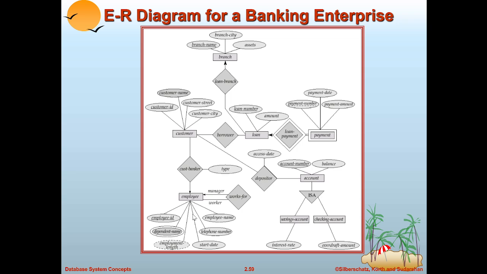And employee. In this employee, there are different attributes: employee ID, employee name, telephone number, start date, dependent name, and employment length. This employee can work for someone. So works for is a relation.